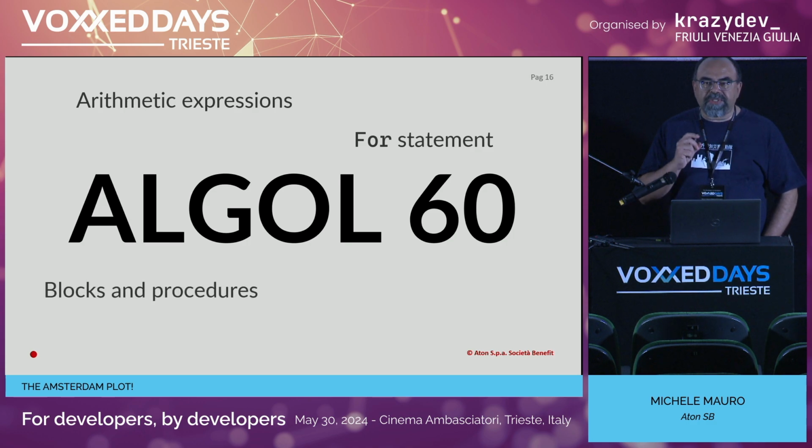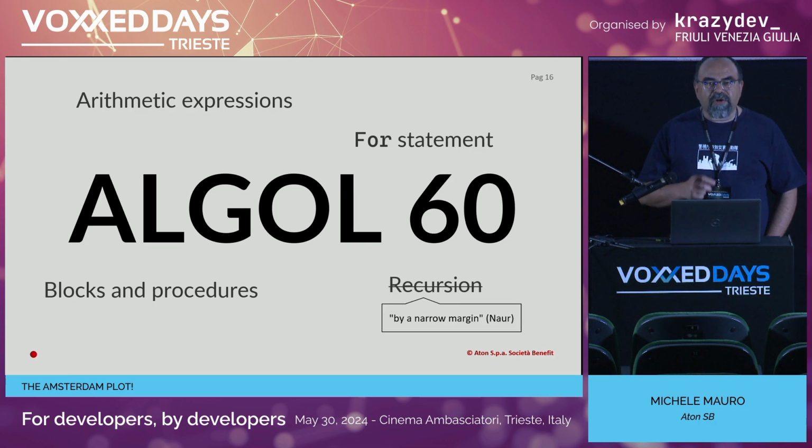Code blocks and procedures were defined in those days, and they were more or less just like those that we use now to organize our code. However, recursion didn't make it. Naur reports it failed by a narrow margin.